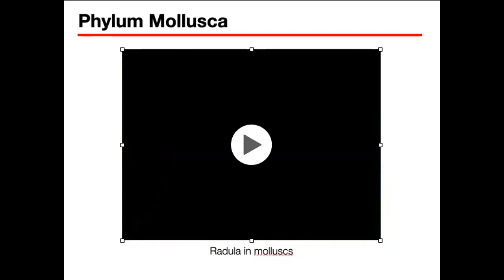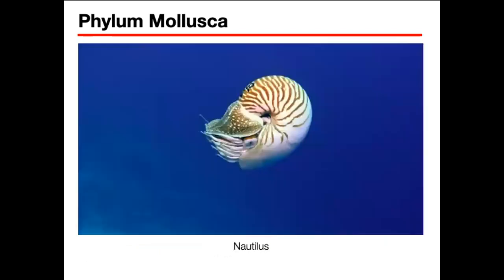So another interesting organism under mollusks would be the nautilus. Nautilus are known to be ancient mollusks because they have been dated as early as, or around the same time as, some species of dinosaur fossils.